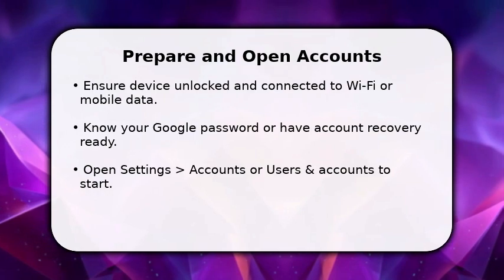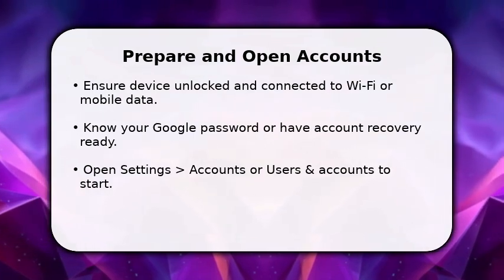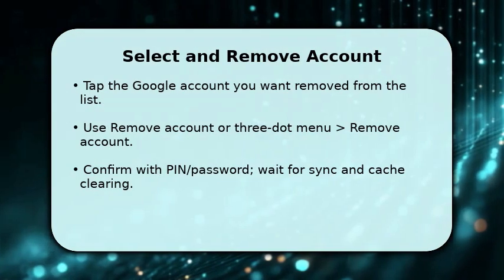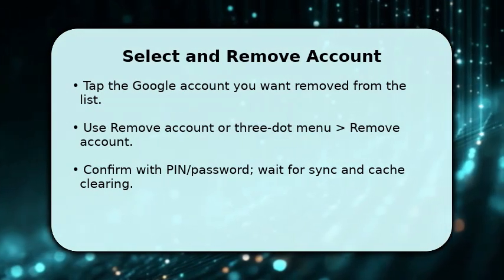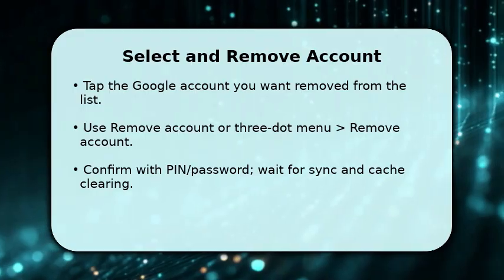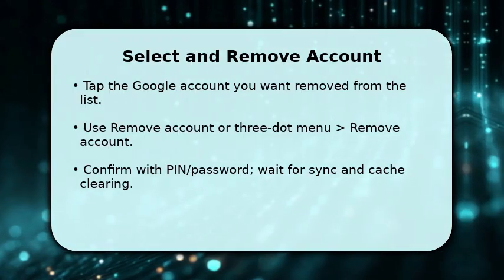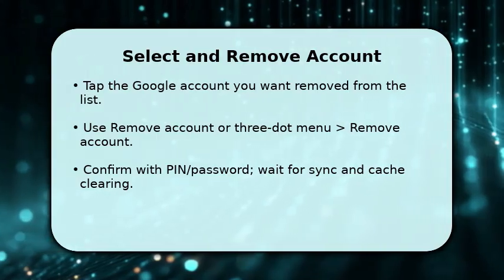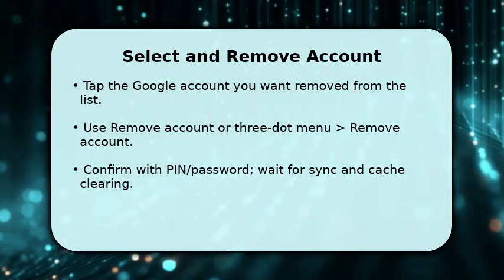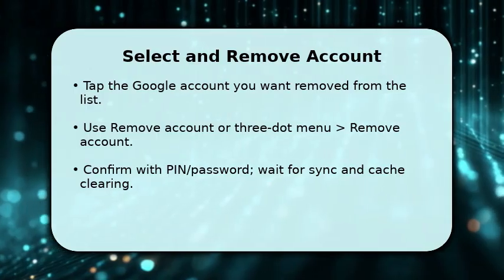You now tap the Google account entry you intend to remove and review synced items so you understand what will disappear. Next, tap Remove Account or open the three-dot menu and choose Remove Account. The device asks for your lock screen PIN or Google password to confirm. Enter credentials, then let Android stop sync and clear cached data.